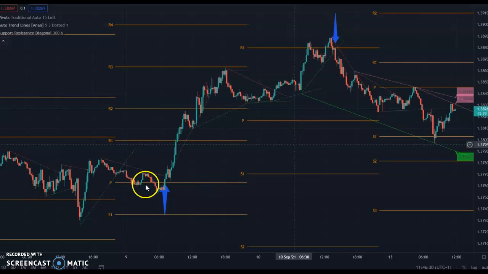So in this instance here, we can see that we had a breakdown here at 6 o'clock, about 6:30 in the morning, before it went up to R3. Here we can see that we had a price breakdown on this trend line and on R1, and it broke down and went down to S1. So these charts are highly accurate.